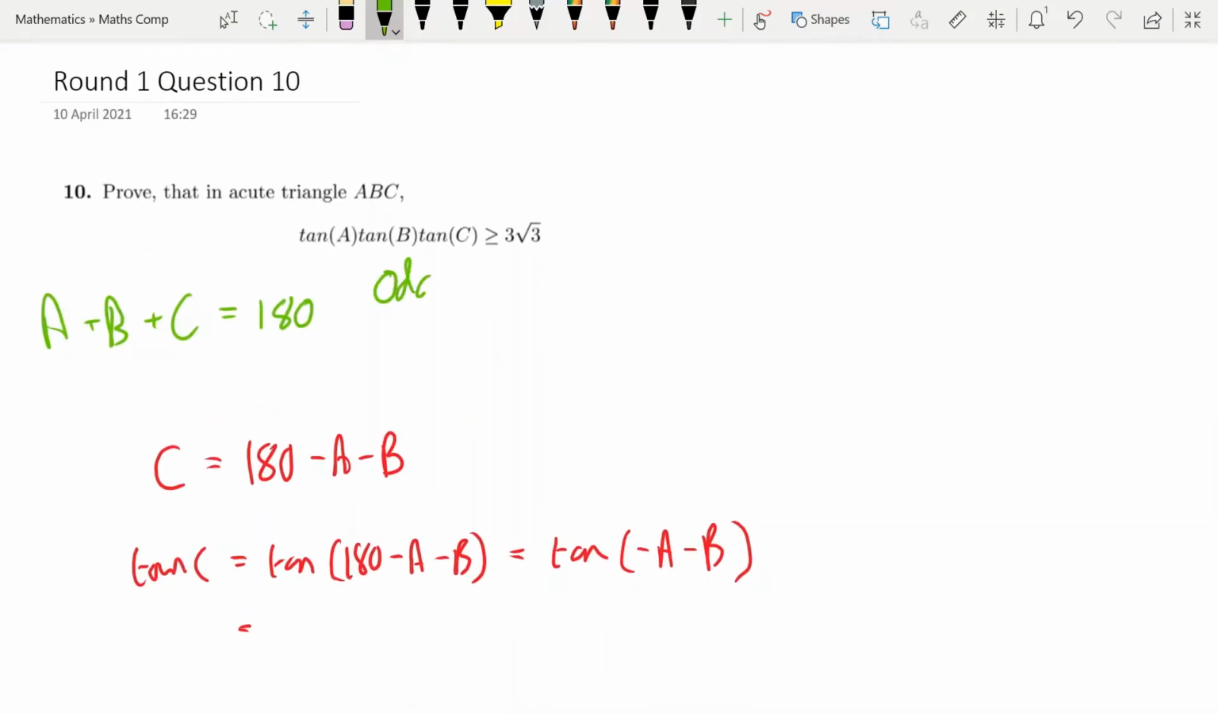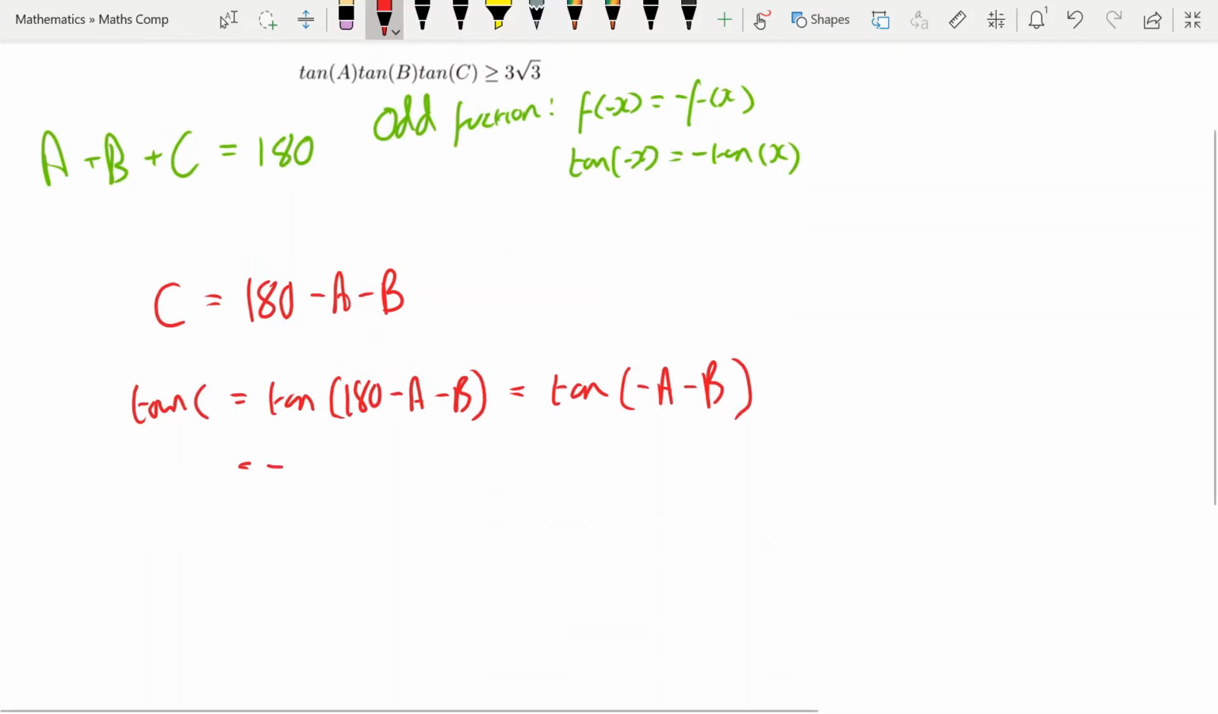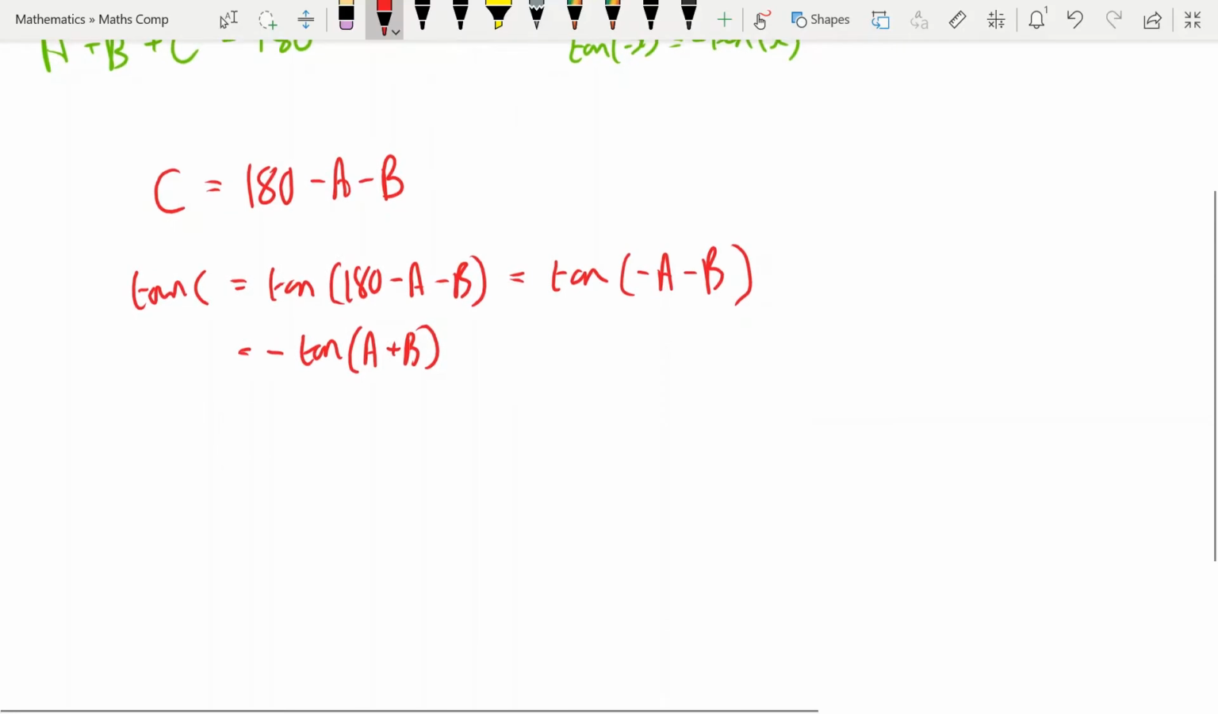An odd function just means that f of minus x is equivalent to minus f of x. And tan is an odd function, so tan of minus x is equivalent to minus tan of x. And this allows us to simplify this further to be minus tan of A plus B. Nice. We've got it in a nice form of the sum of 2 angles, and I'm sure you can guess where I'm going from here. I'm going to use the angle sum formula.